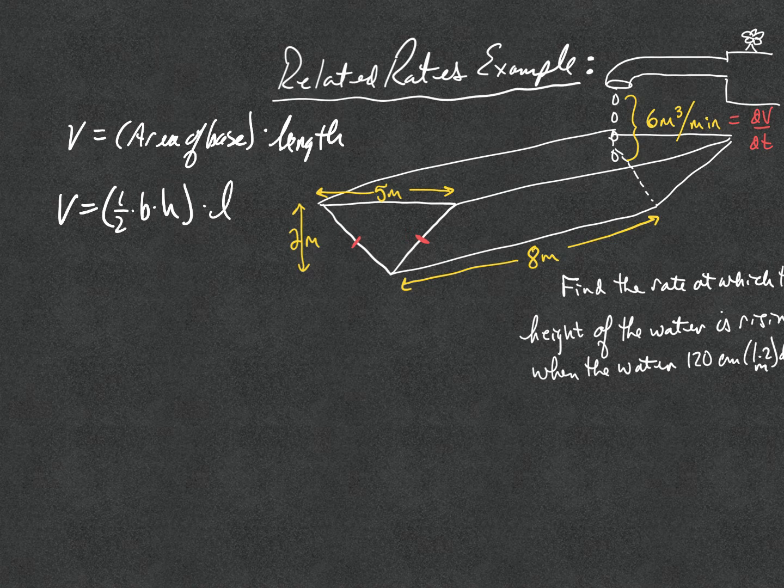Now remember, for anything in our equation, V, B, H, L, for any part of our equation, if there's anything that doesn't change from the start to the end, then we can replace it with a number. Does the volume change? Yes. So we have to leave it as a variable. Does the base of the triangle change?